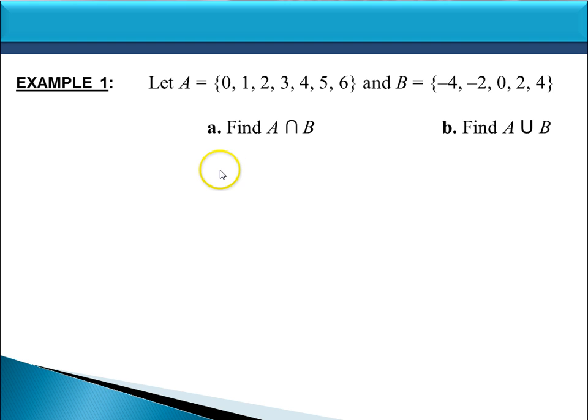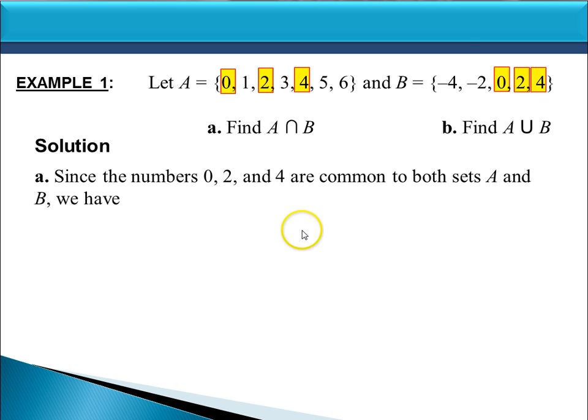So let's look at an example just looking at some basic sets made up of a list of numbers. We're going to let A be the set of 0 through 6, those integers, and then B is going to be the collection of integers -4, -2, 0, 2, and 4. And we're going to find both the intersection, which is what's being asked in part A, and the union of those two sets.